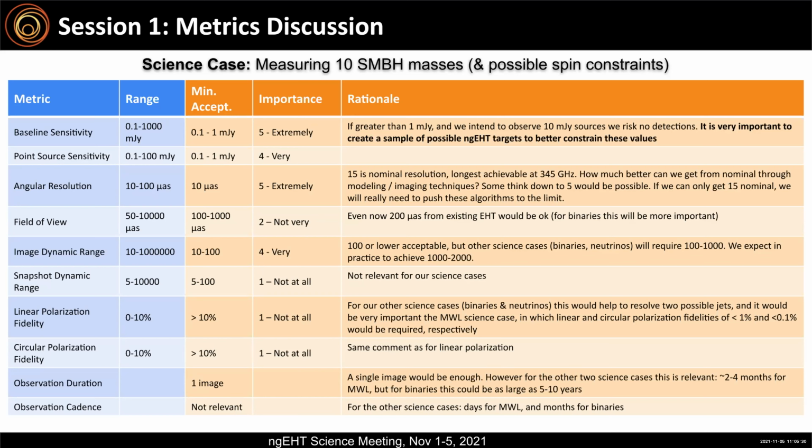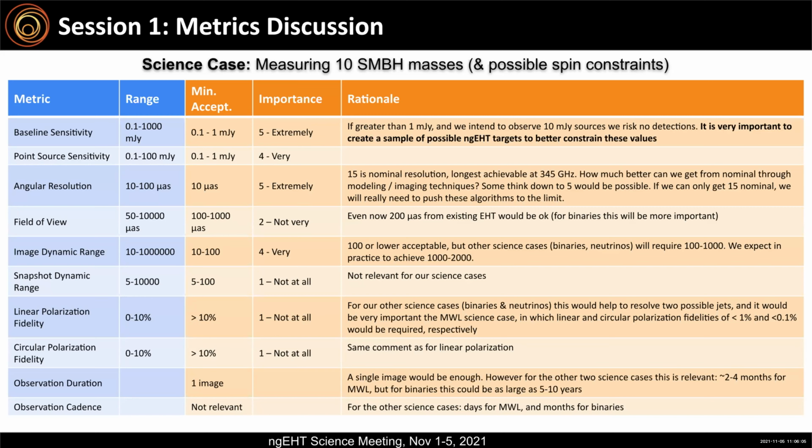The field of view for us is not particularly important. As for the case of M87 and Sgr A*, even with the current ngEHT the field of view should be fine. But it could be different for the case of binary black holes. In this case, the field of view will be determined by the separation between the two black holes. Dynamic range, the image dynamic range. Here, for trying to get the black hole shadow, it is not that relevant, and perhaps with 100 we will be able to reach our goals.